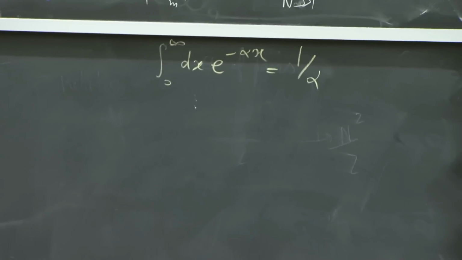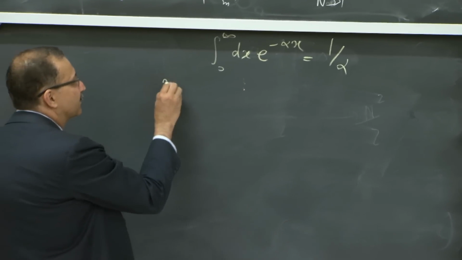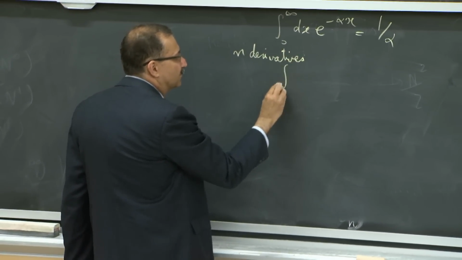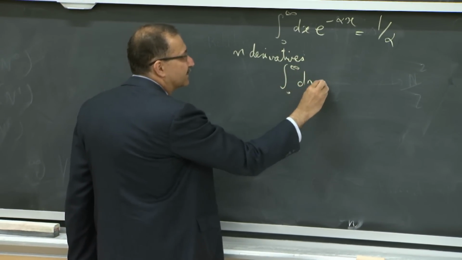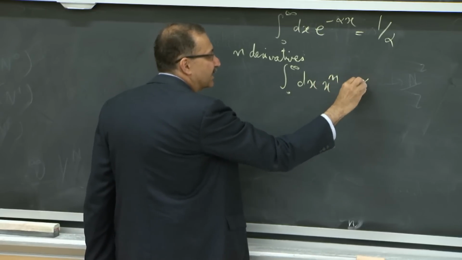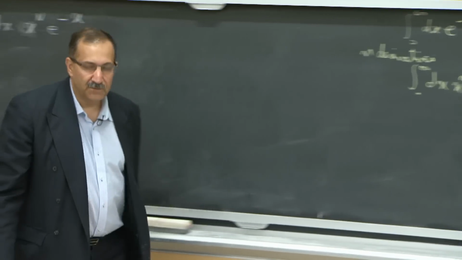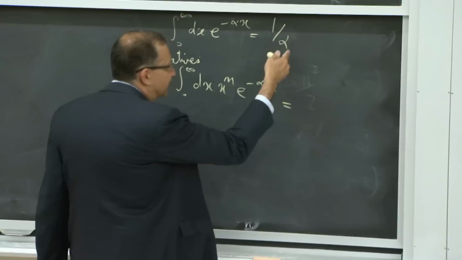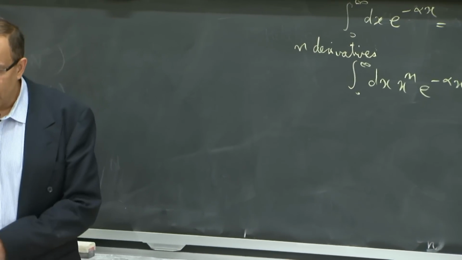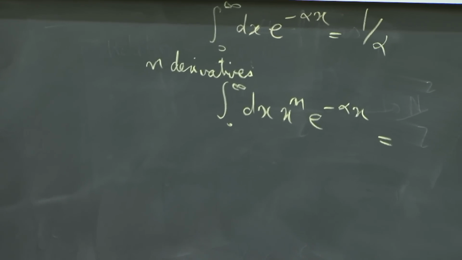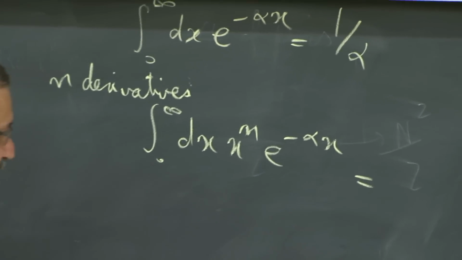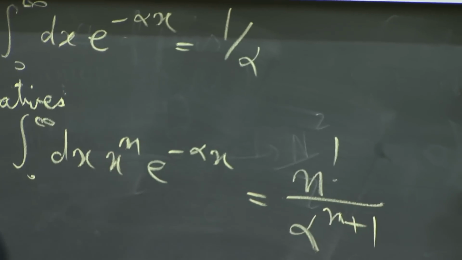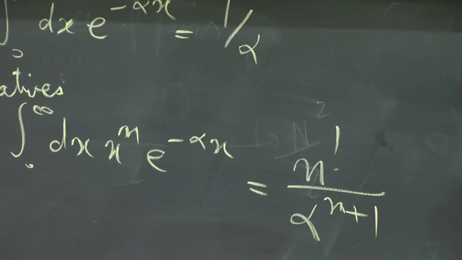If you take n derivatives on this side, you would have the integral 0 to infinity dx x to the n e to the minus alpha x, because every time you bring down a factor of x. On the other side, if you take derivatives, 1 over alpha becomes 1 over alpha squared, then goes to 2 over alpha cubed, then goes to 6 over alpha to the fourth. So basically, it will go to n factorial over alpha to the n plus 1. So I just set alpha equal to 1.